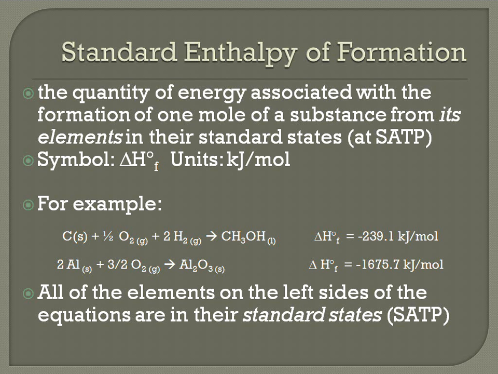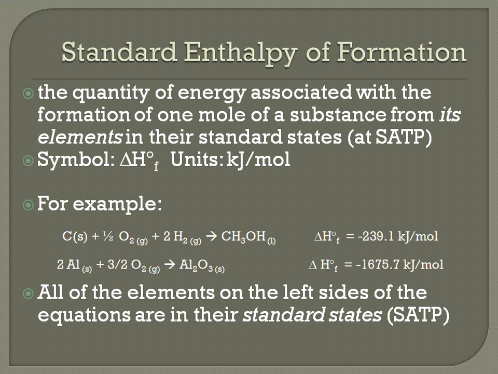So the two examples I've got there are the formation of methanol from its elements. Methanol is CH3OH. So obviously the 3 elements that make up that compound are carbon, oxygen, and hydrogen. So we write out that equation with the carbon, oxygen, and hydrogen there, and then we balance it such that I end up with 1 mole of the methanol. And then I get a standard enthalpy of formation of negative 239.1 kilojoules per mole.